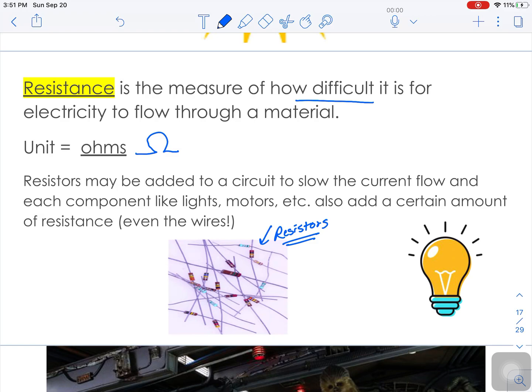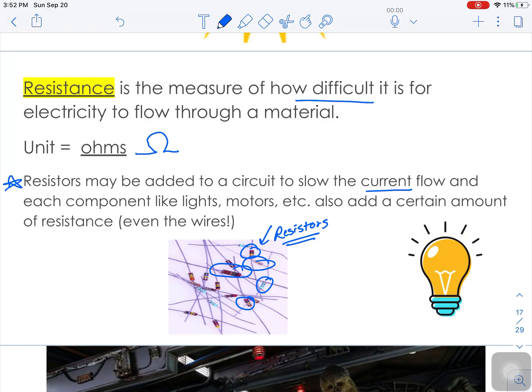I add resistors to electrical circuits when I want to slow down the current, when I don't want there to be too many electrical particles in that wire. These different colors mean these different resistors have different strengths, and they can slow down the electricity flowing through those wires. I do that so the wires don't get too hot, right? So they don't have too much thermal energy. Resistors can be added to a circuit to slow the current flow.